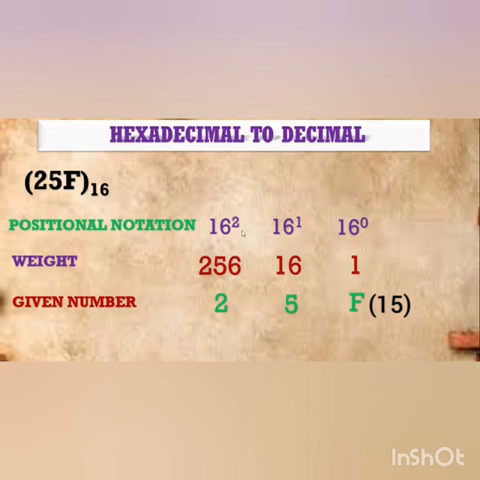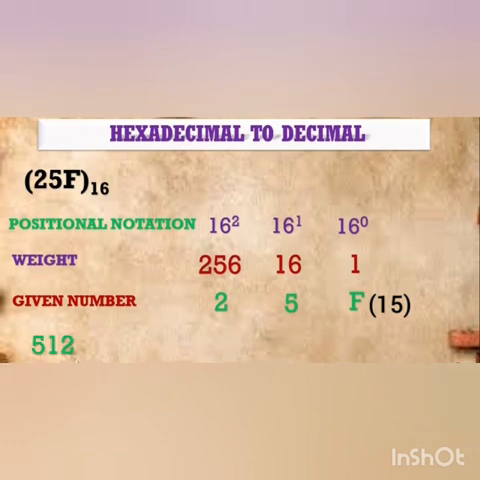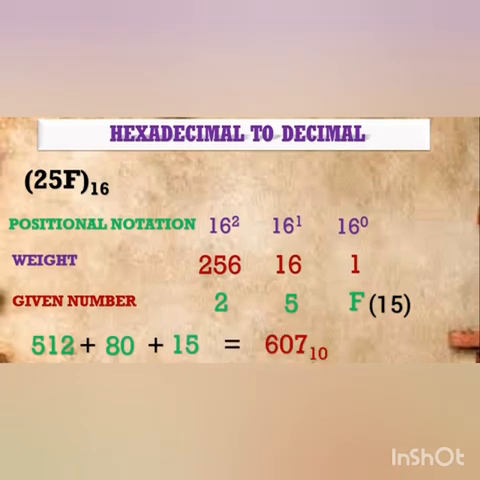Now we are going to multiply the given digit with its weight. So 1 into F, F means 15, so 1 into 15 is 15. 16 into 5 is 80. Then 256 into 2 is 512. Now we are going to add all the values. 512 plus 80 plus 15. What is the value? Right, 607. The value is 607.